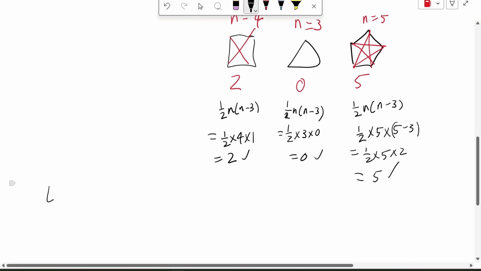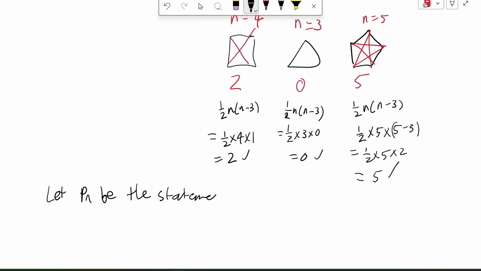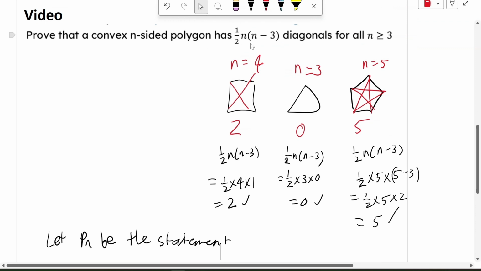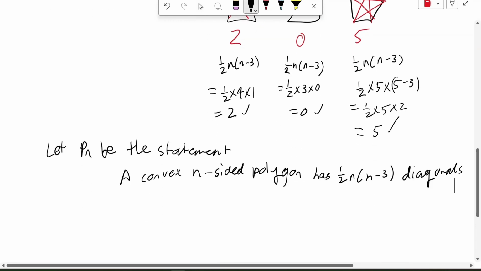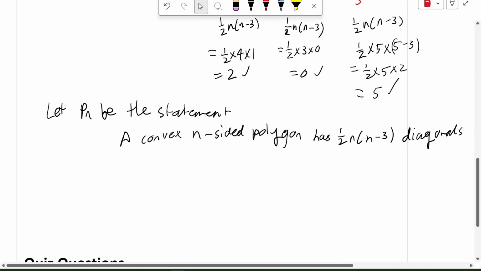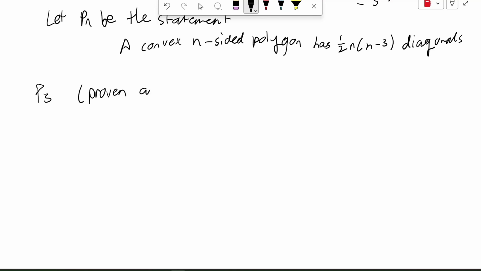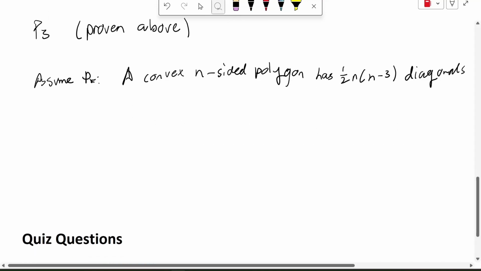So the first step is actually just let Pn be the statement. And then we basically got to have this statement here: a convex n-sided polygon has that. So step 1 is actually to prove P3, because that's what we're starting from, 3 rather than the usual spot of 1. So P3 is proven above. So let's assume Pk: a convex k-sided polygon has that. All right, so now we're going to be looking at Pk plus 1.